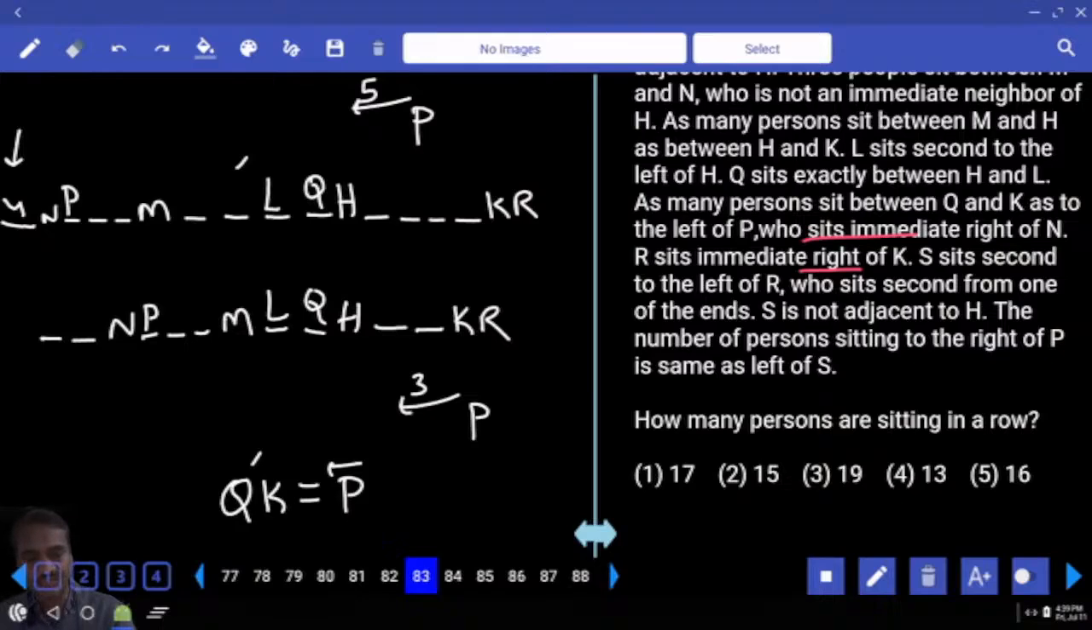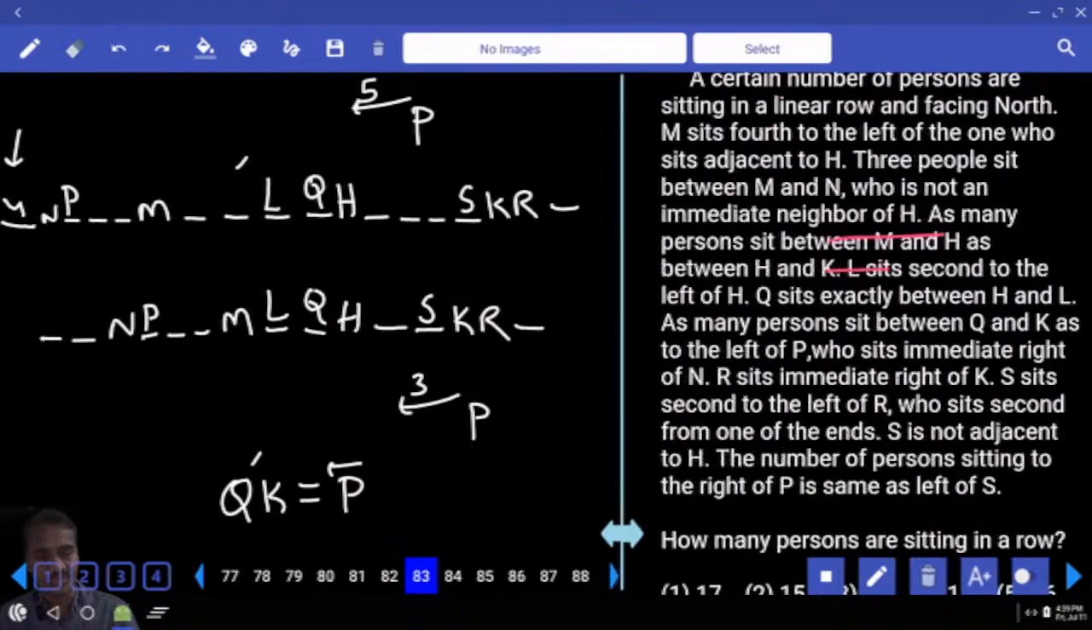S sits second to the left of R. S is here. And R sits second from one of the extremes. There is only 1 person, that means the right extreme has been closed. Then R sits second. S is not adjacent to H. S and H are not adjacent.